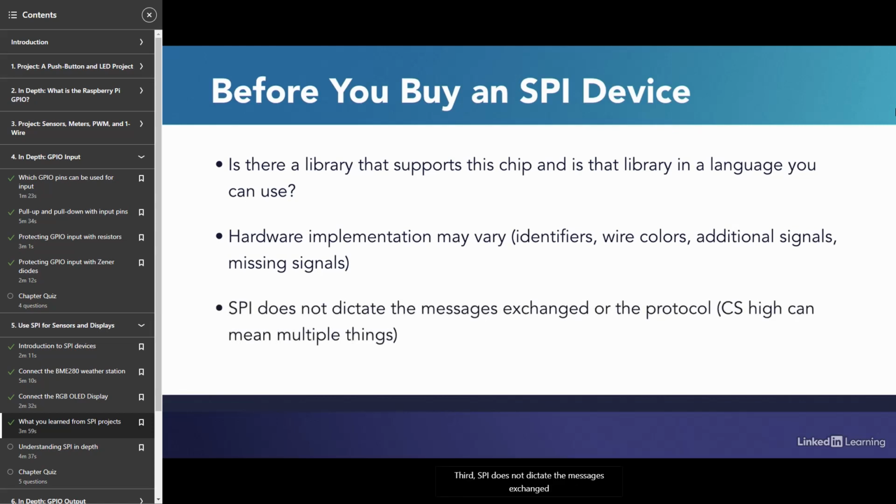Third, SPI does not dictate the messages exchanged or the protocol. In the case of the BME280, when CS went low, the chip was selected, and that was a signal for the chip to start sampling the weather. In the case of the OLED, if the chip select went high, the display continued to show the latest graphic or text, even though it wasn't an active SPI device. Different manufacturers will assume different meanings for the signals, and be aware there may not be consensus across the industry.